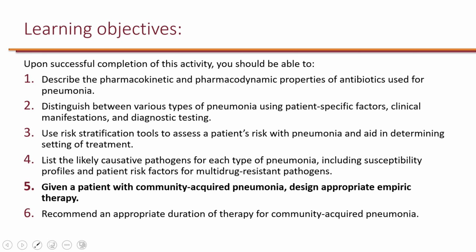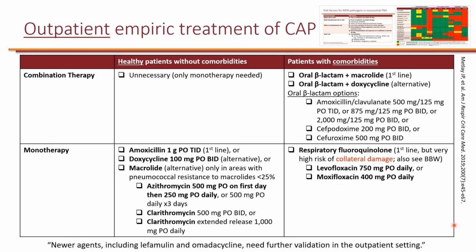We described the pharmacokinetic and pharmacodynamic properties of antibiotics used for pneumonia and distinguished between various types of pneumonia, and used risk stratification tools and listed the likely causative pathogens for each type of pneumonia. Now, given a patient with community-acquired pneumonia, let's design appropriate empiric therapy. Here are the recommendations from the 2019 ATS/IDSA guidelines for CAP.